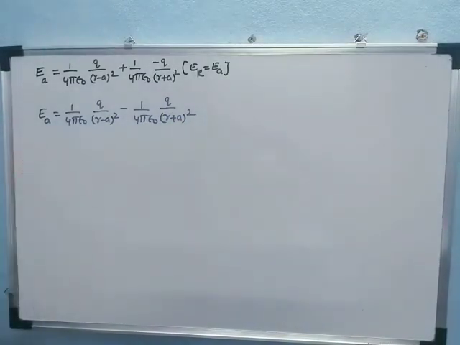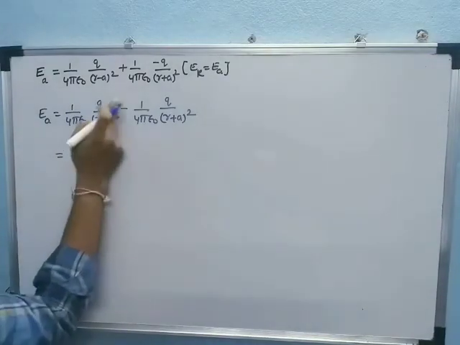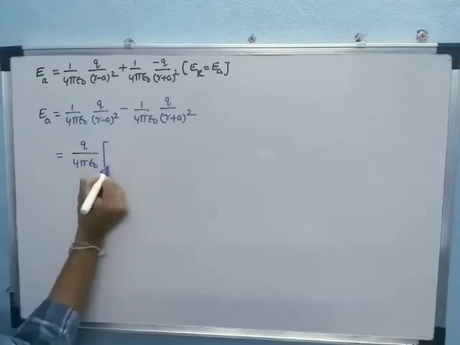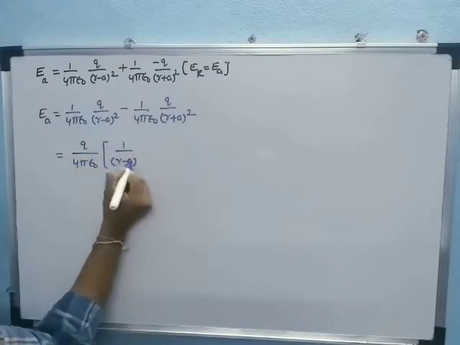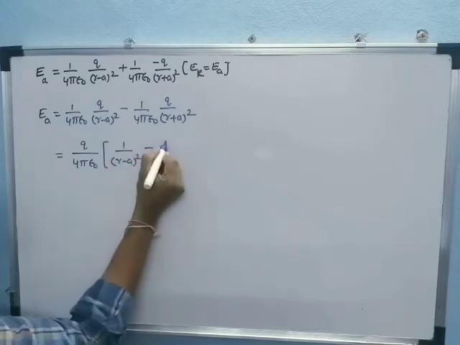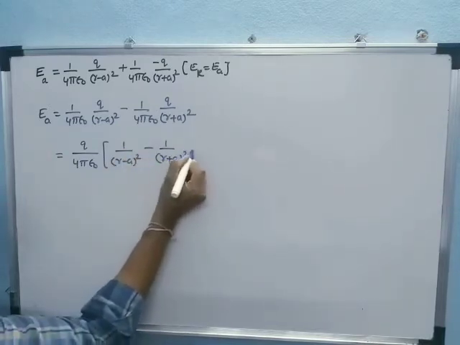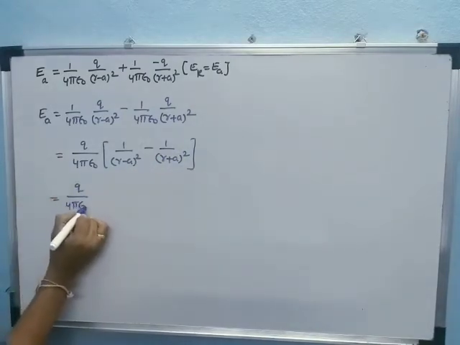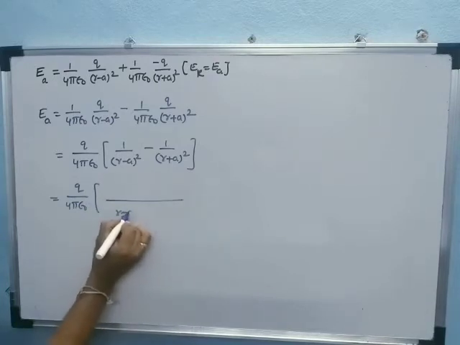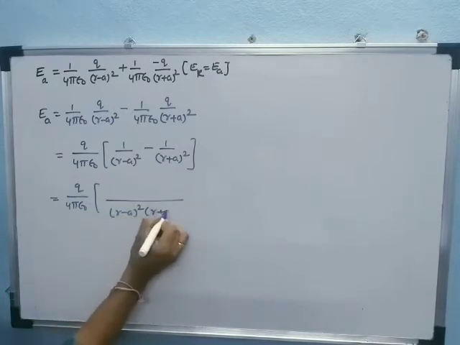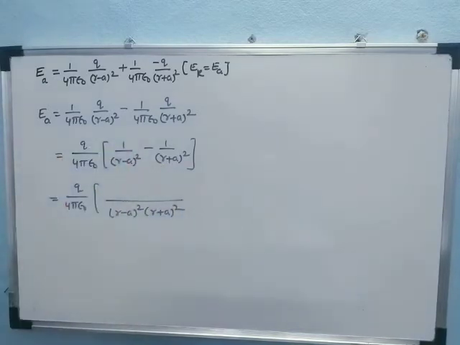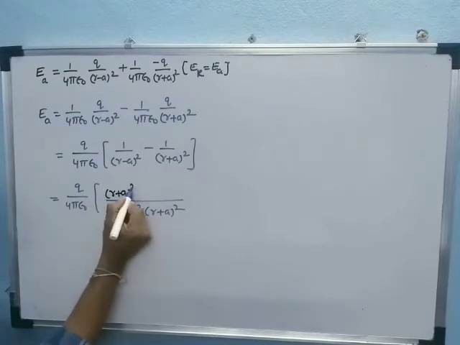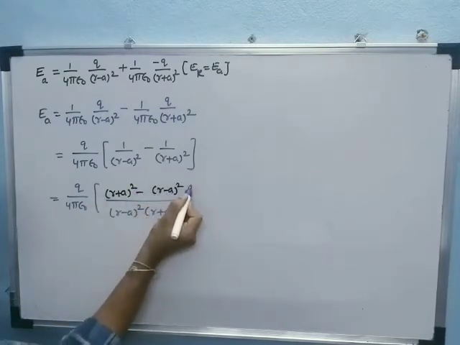Then we have to take the common. Which of the terms are common? Q is the same and 1 by 4 pi epsilon is the same, so we take that common: 1 by (R minus A) whole square minus 1 by (R plus A) whole square. Take the LCM: Q by 4 pi epsilon naught into (R minus A) whole square into (R plus A) whole square. Now take the cross multiplication. That will be (R plus A) whole square minus (R minus A) whole square.